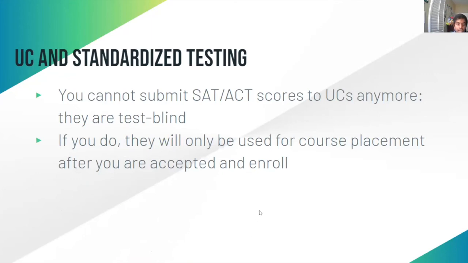Okay, so in our last slide for the UC prep section, we just wanted to give some reminders about the UC's position on standardized testing as of now during the pandemic. The UCs do not allow SAT and ACT scores to be submitted on your application since they are test blind. The only time scores will be submitted is after you're accepted by that university and you are picking courses that are super competitive and that the colleges need to differentiate between students.